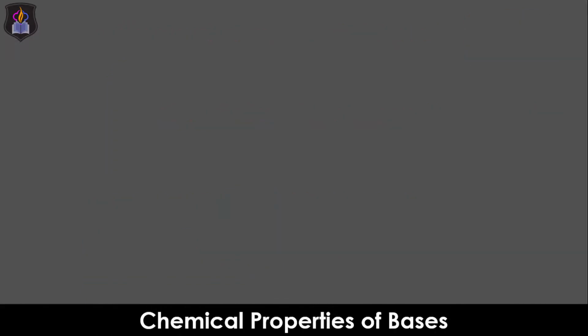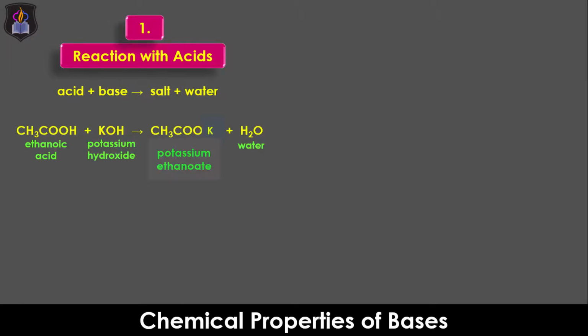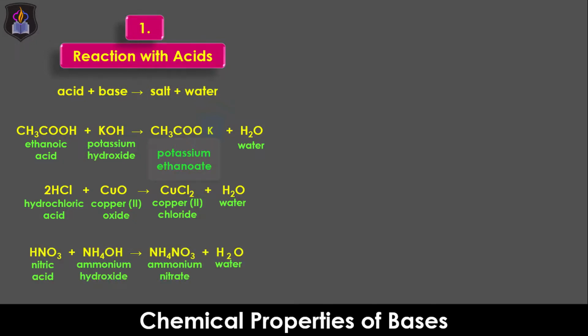Next are the chemical properties of bases. A base exhibits two major chemical properties. The first is reaction with acids to form salt and water in a neutralization reaction. We will learn extensively about neutralization reactions in our next tutorial. Examples of reactions of bases with acids are ethanoic acid and potassium hydroxide to form potassium ethanoate and water, hydrochloric acid and copper(II) oxide to form copper(II) chloride and water, and nitric acid reacting with aqueous ammonia to form ammonium nitrate and water. Ammonium nitrate is a good fertilizer rich in nitrogen.